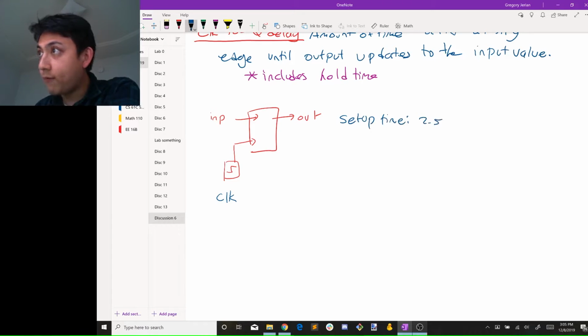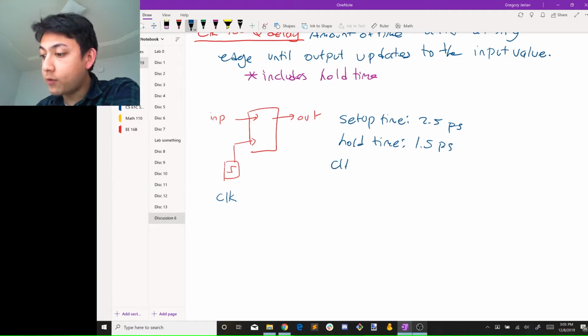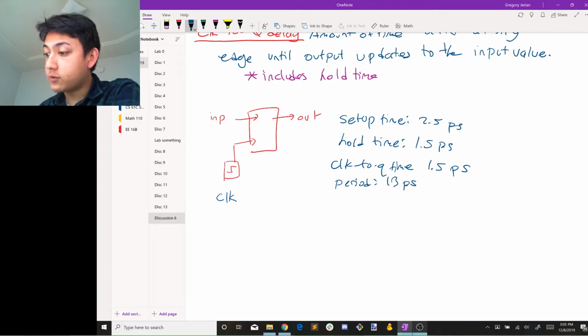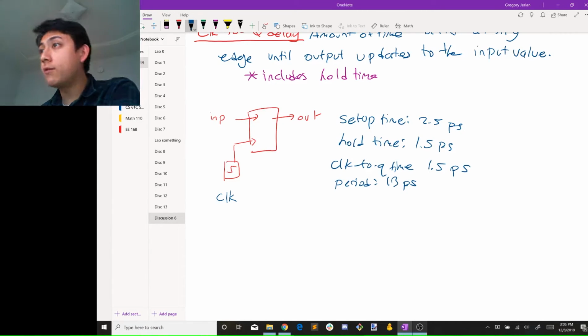That's 2.5 picoseconds, and a hold time, that's 1.5 picoseconds. And finally, we have a clock to Q time of 1.5 picoseconds. Okay, and we're also told that the clock period is 13 picoseconds.